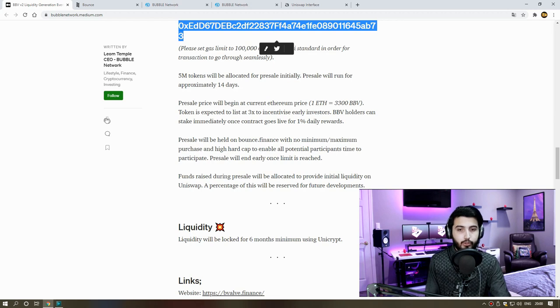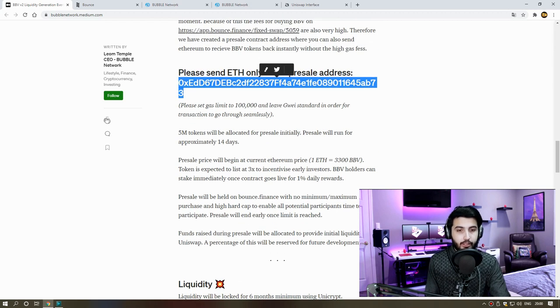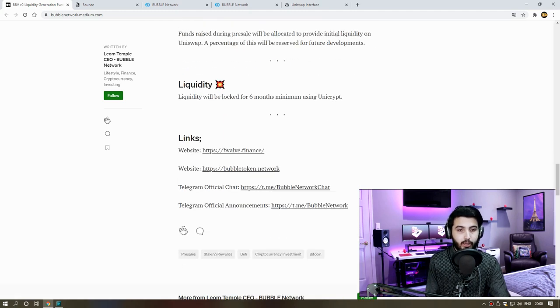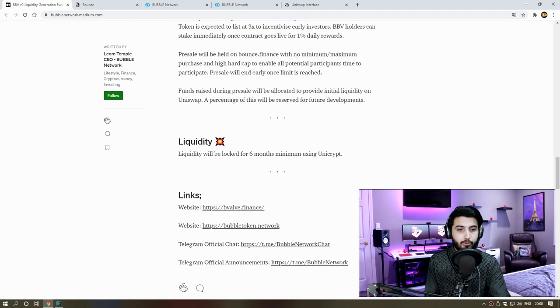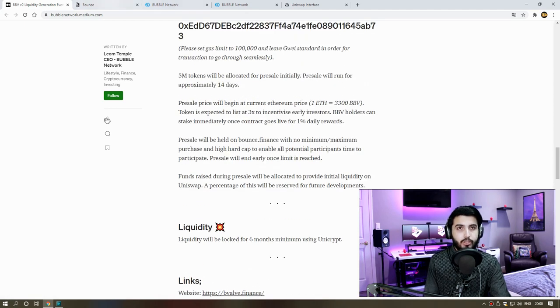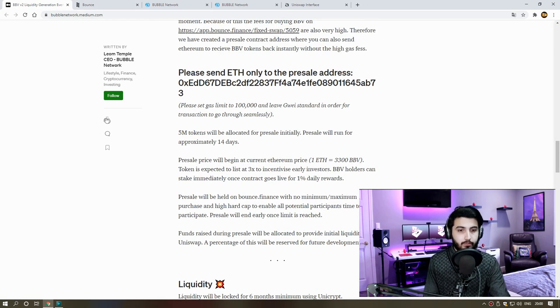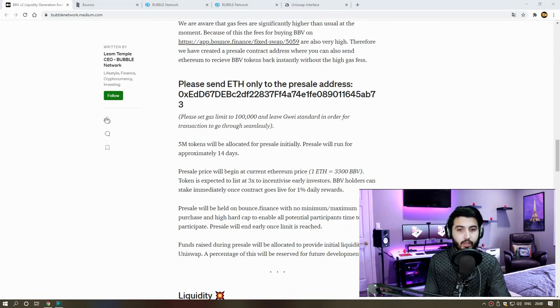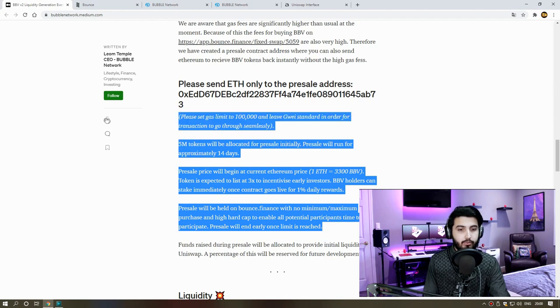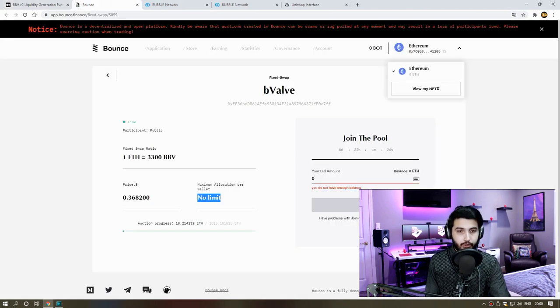5 million tokens will be allocated for presale initially. Presale will run for approximately 14 days. Presale price will begin at current Ethereum price. 1 Ethereum is equal to 3,300 BBV. Token is expected to list at 3x to incentivize early investors. BBV holders can stake immediately once contract goes live for 1% daily rewards.